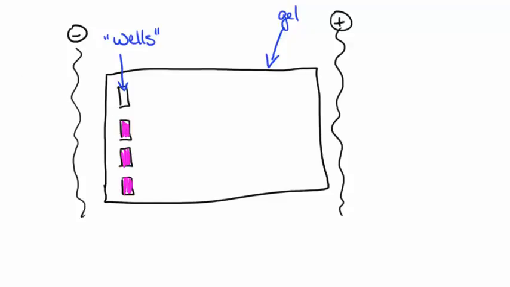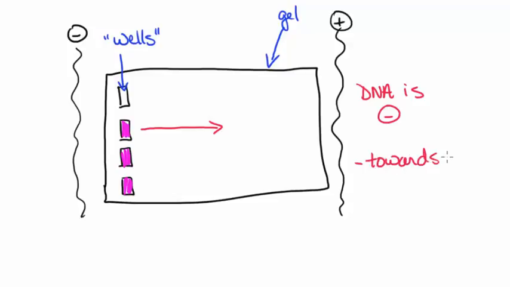And then once we load them in there, we cover it with a buffer that's going to be able to conduct these charges. And then once that electrical current is applied, the molecules are going to want to move. So they will start to move towards the opposite charge. So if these are molecules that tend to have a negative charge, they're going to want to move towards the positive charge. And so if we think about DNA, DNA is overall negatively charged because of the phosphate groups that are present there. So DNA tends to move towards the positive.